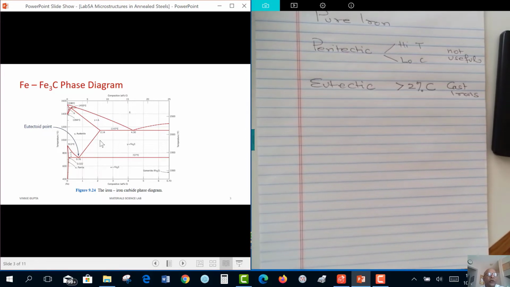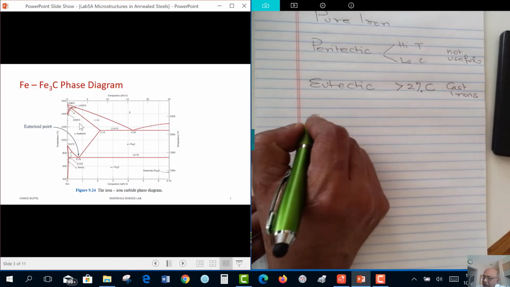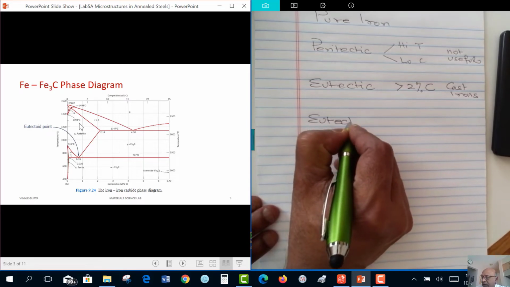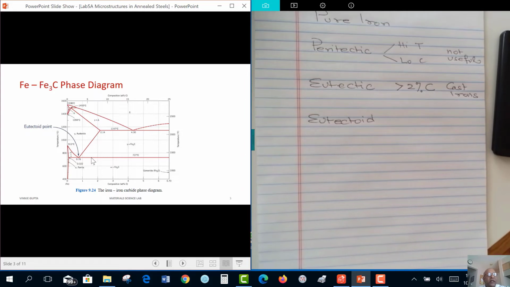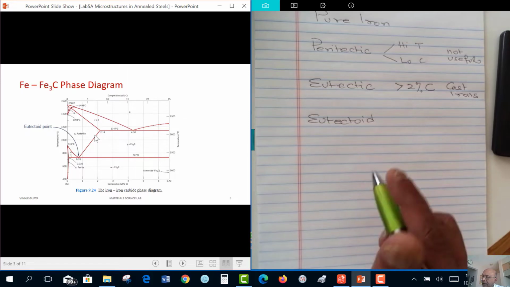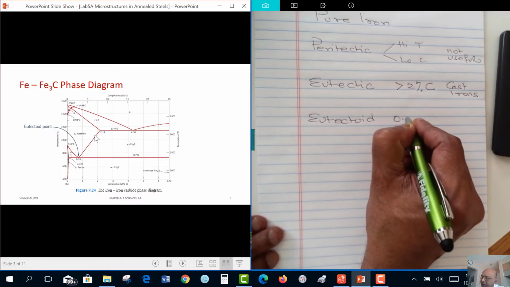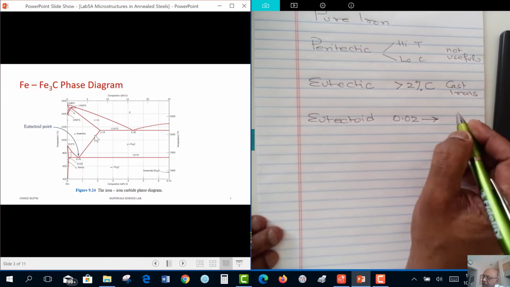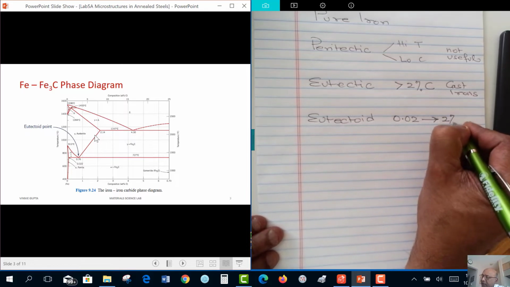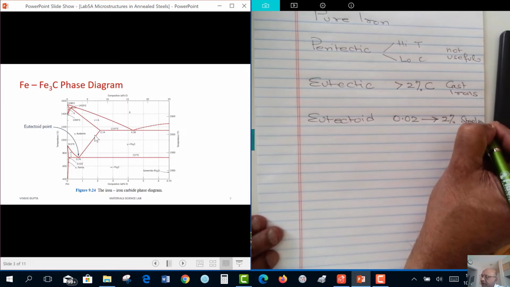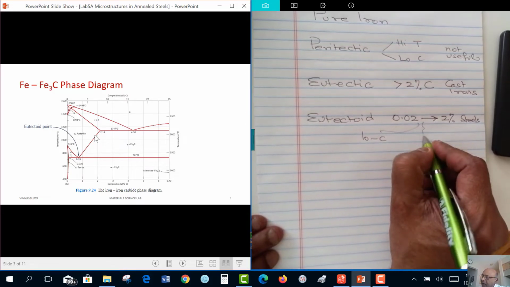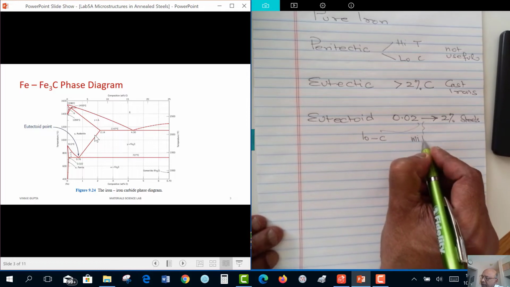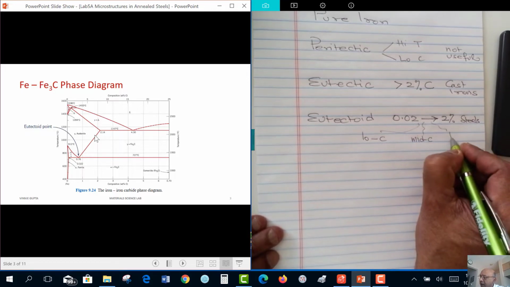Then we come to this low temperature reaction, which is called eutectoid reaction. And you can see it starts from about 0.022% and goes around 0.76, which is an important composition, to about 2%. And this is where we have steels. At the low end, we have low carbon steels. At middle end, we have mid carbon steels. At high end, we have high carbon steels.